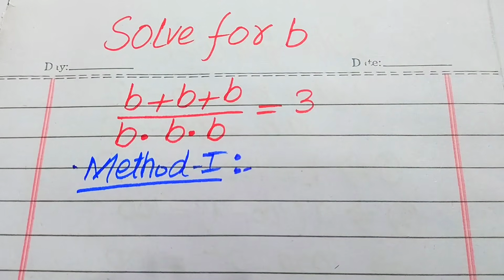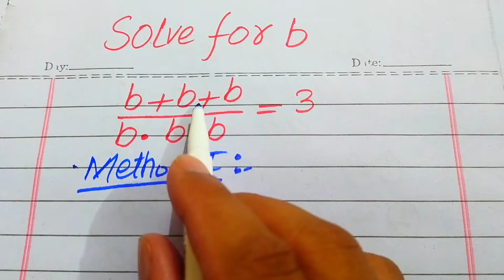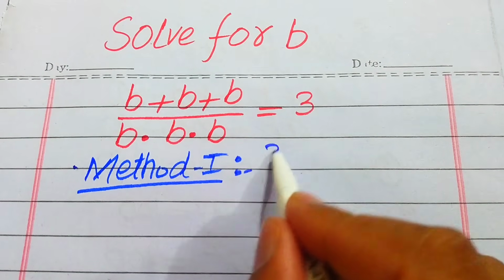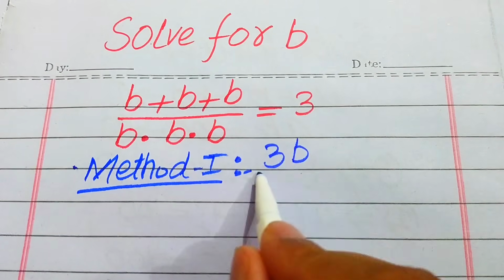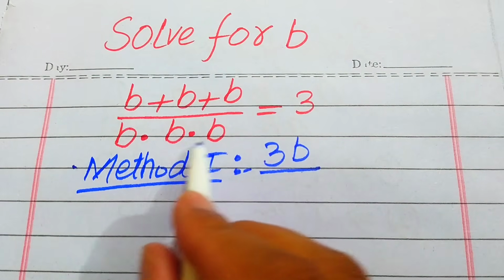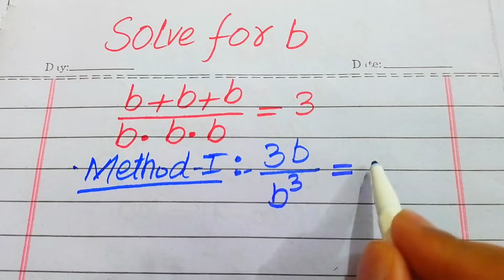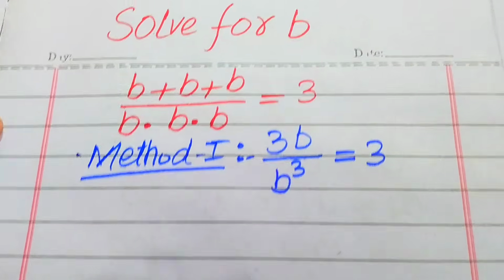And now we move towards the solution of this problem from the first method. In this method, you see here b is added 3 times. We write it as 3 times b, and it is divided by, here you see that b is multiplied 3 times, and we write it as b cubed, and this equals 3.